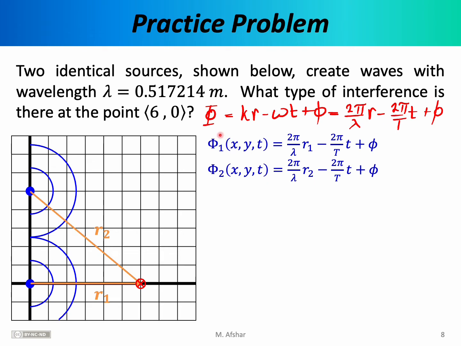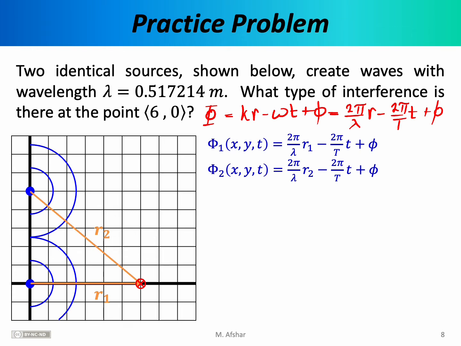Once again, do not confuse lowercase phi, which is the phase constant, with the uppercase Phi, which is the total phase. Total phase for wave 1 is going to be 2 pi over lambda R1 minus 2 pi over the period times t plus phi. Similarly for the second wave. Notice that in this particular case, the two waves have the same phase constants. They have the same phase constants because we're told that the two sources are identical.